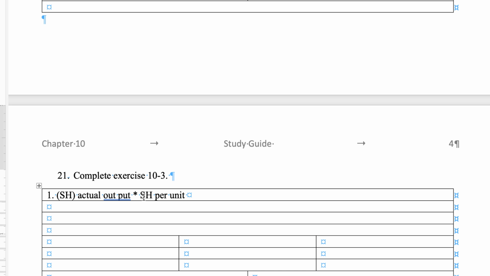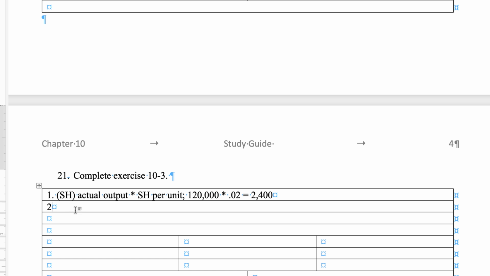Okay, all right, well that's easy. Well, they tell me, hey, you shipped 120,000 items. So I'm going to take 120,000 and I'm going to multiply that by my 0.02. That's the standard of how much time it should take. That ends up being 2,400. So my standard hours right here are 2,400.